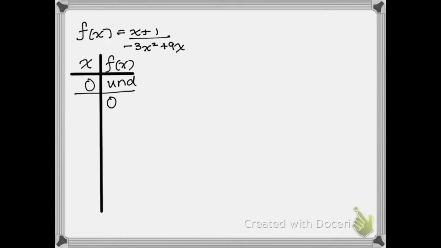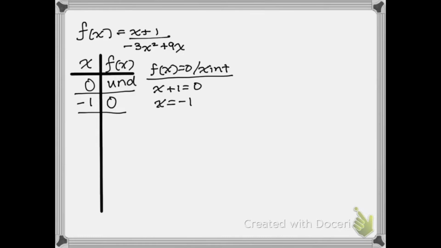Then I'm going to plug in a 0 for f of x. You may be able to see where this is headed, but I'll just write it out here. f of x equals 0 is giving me the x-intercept, and that is going to mean really that x plus 1 is equal to 0, because the denominator will zero out, right? Or I'll multiply both sides by the denominator and end up with x plus 1 equals 0. So x equals negative 1 is giving me an x-intercept at negative 1.